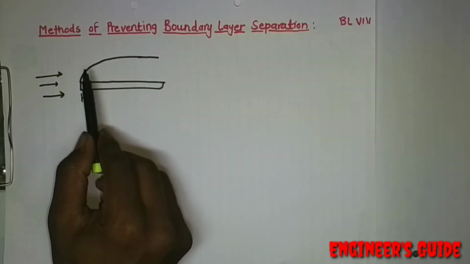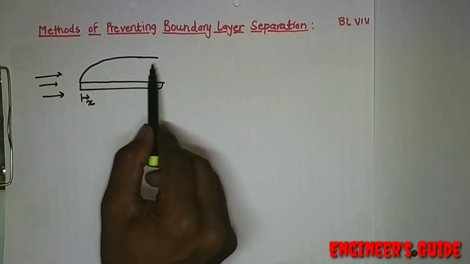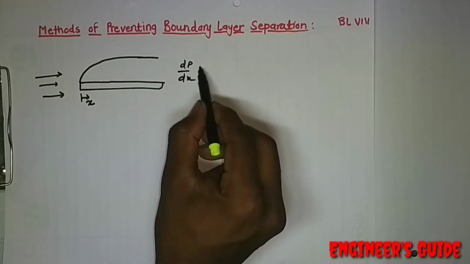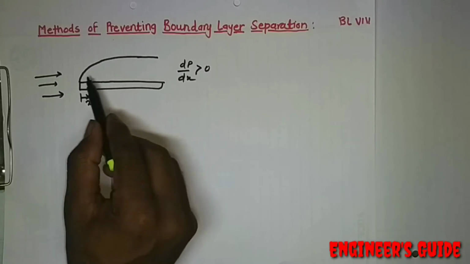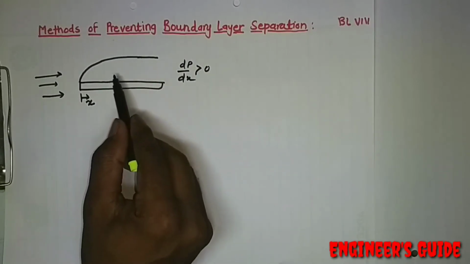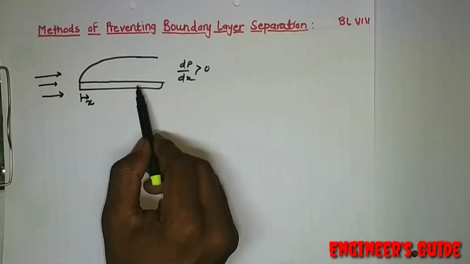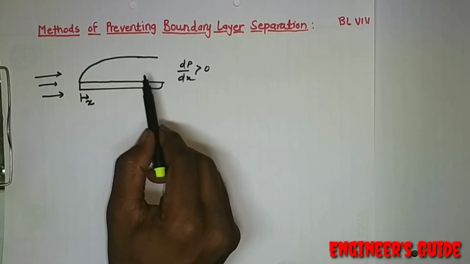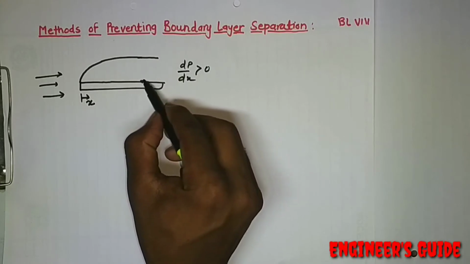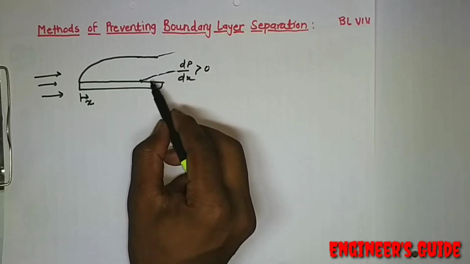But when there is an adverse pressure gradient in the flow, that is nothing but static pressure increasing along the x, that is, dp by dx is greater than 0. If this condition is there in the flow, then the flow retards fast and at one point it becomes stagnant. At that point, momentum is totally balanced by pressure force, and from that point, the boundary layer separates. This is a separation streamline.